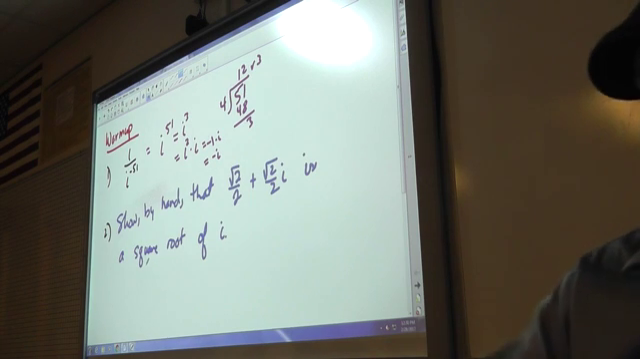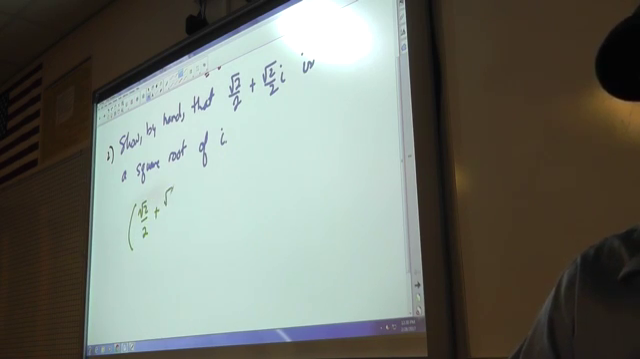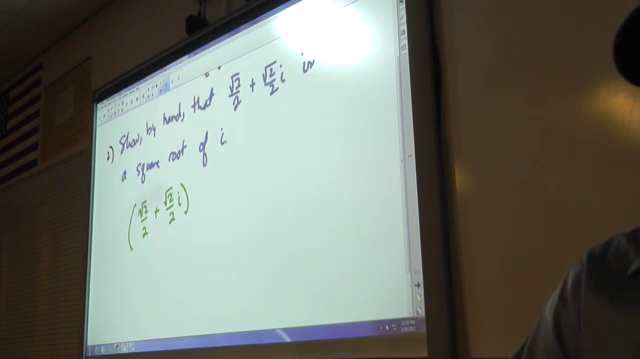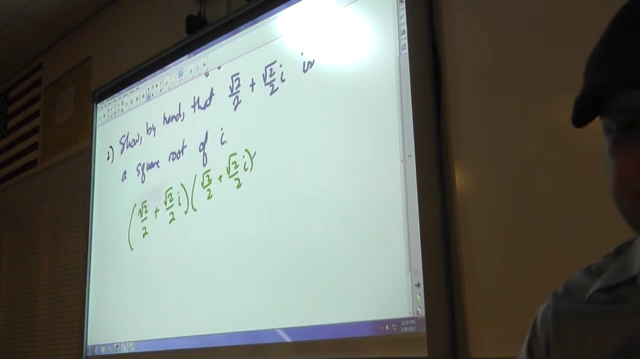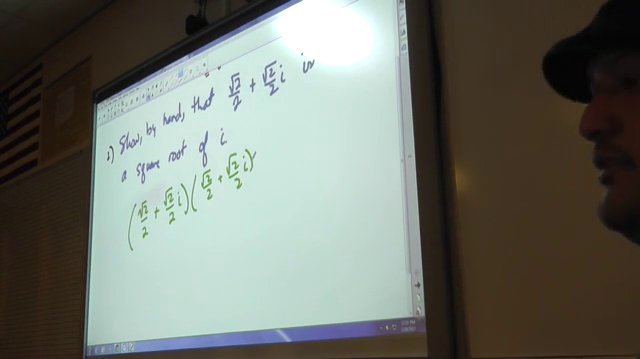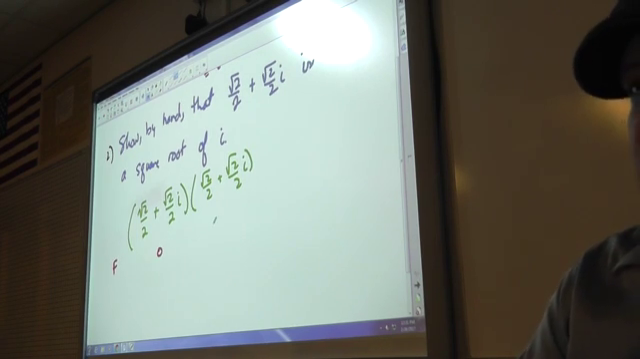Now this next one, let's do this one by hand. We have the square root of 2 over 2 plus the square root of 2 over 2 i, and we square it: square root of 2 over 2 plus square root of 2 over 2 i times itself. I'll let you guys try that out. FOIL is the trick.